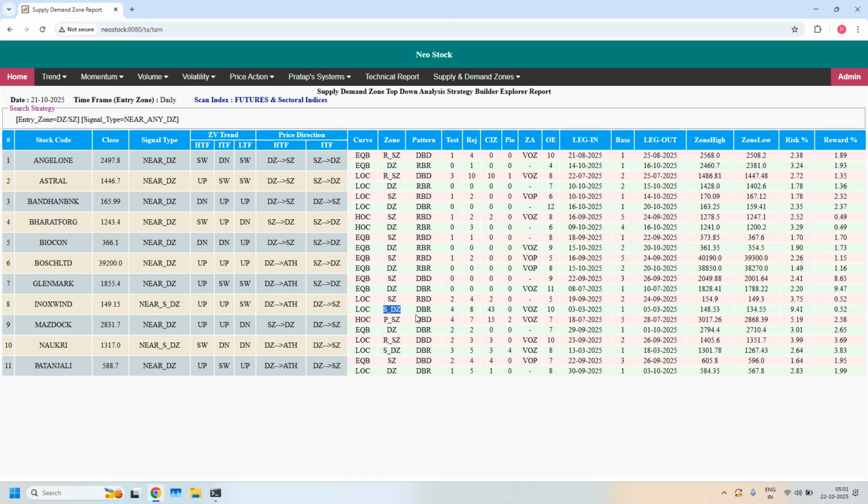Okay, Inox Wind is having a daily high liquidity demand zone. Naukri is not valid because it is a pierced zone. Anybody who would like to apply the pierced zone strategy that you learned in lesson 28, you can apply that strategy for this stock. But when it comes to high liquidity zones, we have only one valid high liquidity daily demand zone from this list.